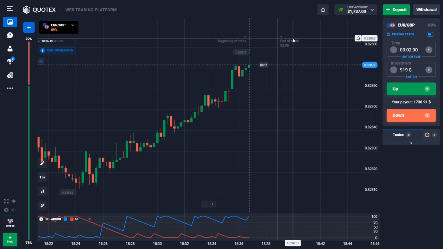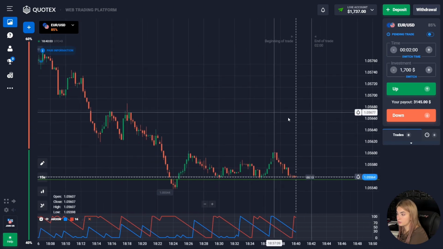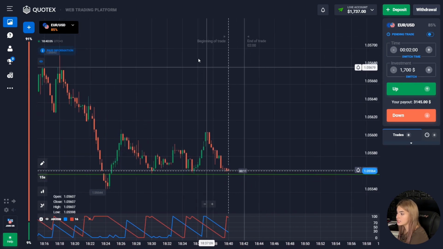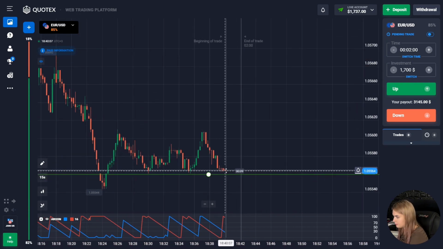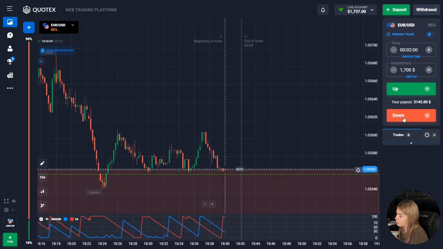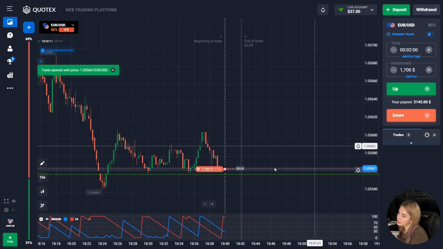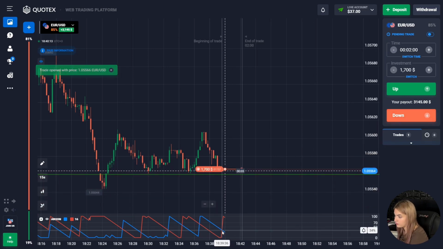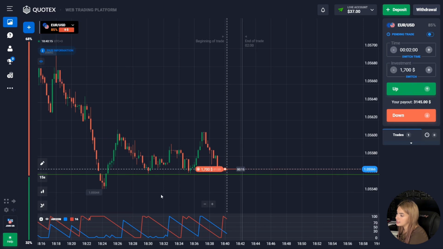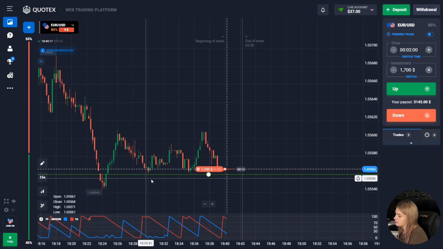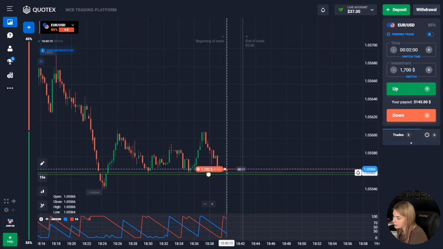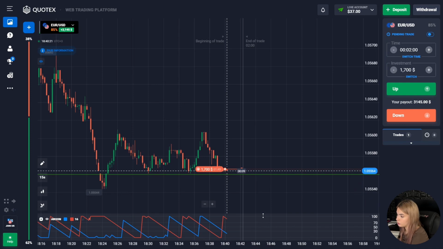on the market. Alright, as you can see here, the price is moving in a downtrend and it is currently approaching the support level. Here I will open a deal to go down as we have had an intersection of the moving averages. And we see that the price has touched this level several times.